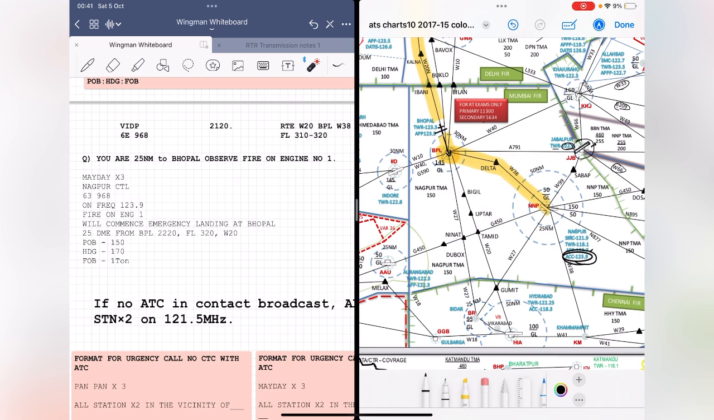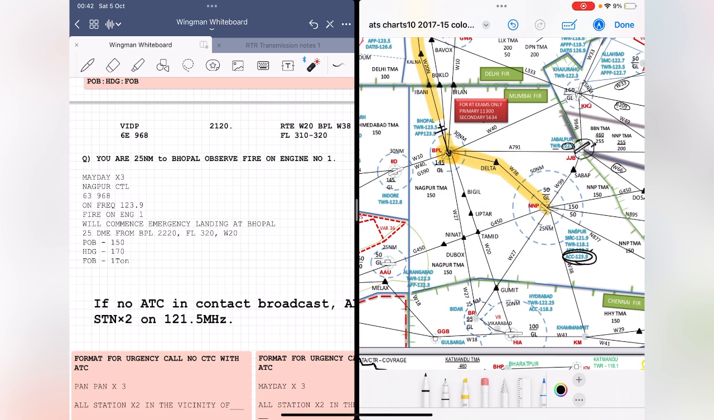Then I tell them what my position is. So I'm 25 nautical miles from Bhopal. Time is 2220 hours. Flight level is 320 and I'm on Whiskey 20. People on board are 150. I'm flying on a heading of 170 magnetic. My fuel on board is 1 ton.